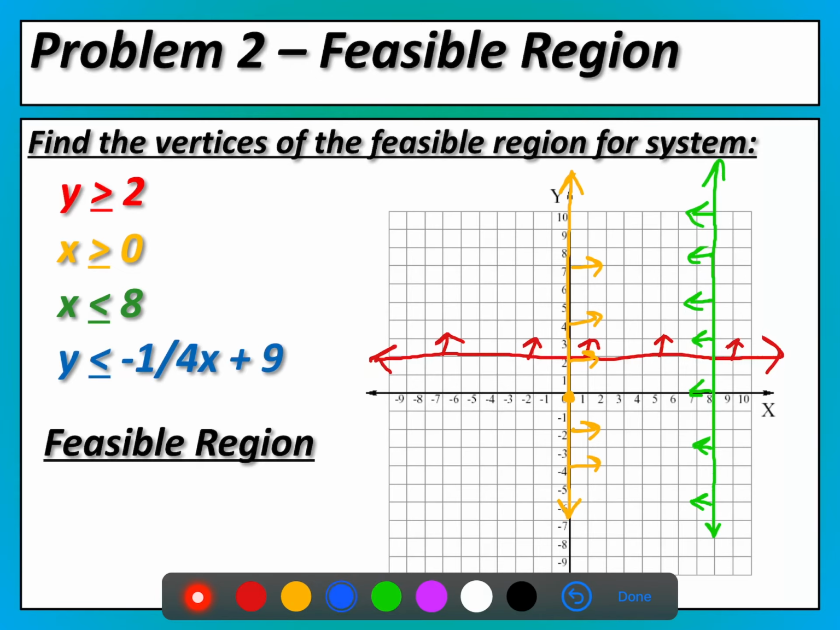Right, and last but not least, I have a slope intercept. So begin at 9, and we're going down 1 and over 4. And this one is less than.